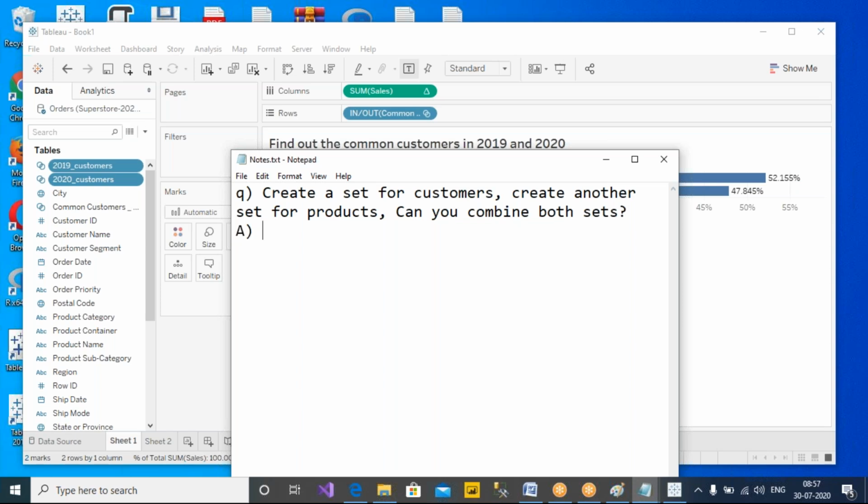Interview question. The interviewer says, create a set for customer, take anything. It is a static set, a dynamic set, we really don't care. Create a set, one for customer, one for product. And can you combine both sets? Okay, so we saw how to combine sets. So the answer is yes, but the answer is no here. Or is that so? Let's take a look.